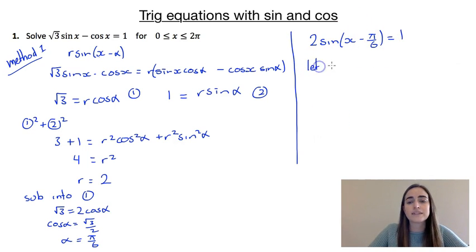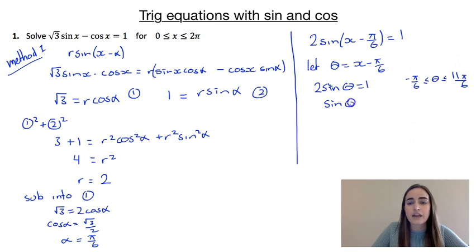So we're going to start off by saying let theta equal x minus pi on 6. And that's going to change our equation to 2 sine theta equals 1. But it's also going to change our domain. So for our domain, we'd have to subtract pi on 6 from our lower and our upper bounds. So our domain would become minus pi on 6 is less than or equal to theta is less than or equal to 11 pi on 6.